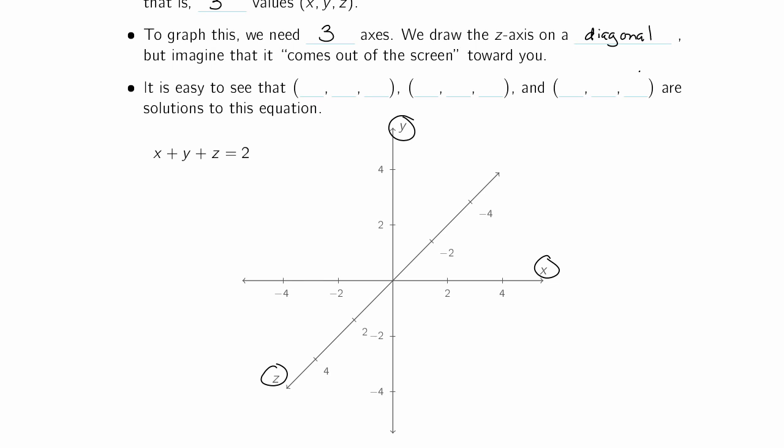Okay, let's try to see what the graph of this equation we're talking about looks like. It's easy to see if we want x, y, and z to add up to 2. One way to do that is to make one of them 2 and the other two 0. So (2, 0, 0), that's the 2 on the x-axis. (0, 2, 0), that's the 2 on the y-axis. And (0, 0, 2), that's the 2 on the z-axis.